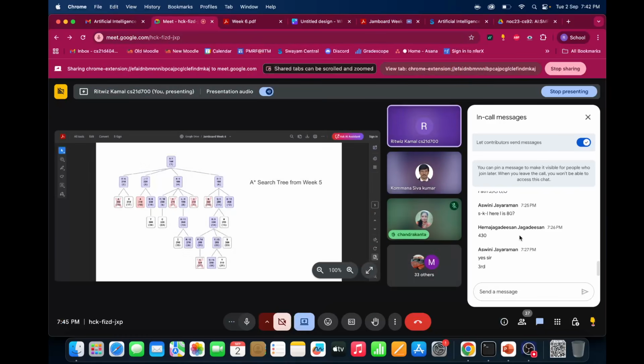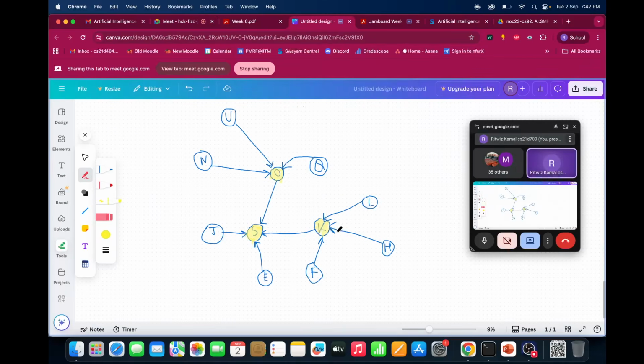Anyone? L to H, right? Because it has a cost 260, which is lesser than 270, which is the cost from S to K to H. So we will change the parent of H as well. And we will make L the parent of H. And we will mark L as visited. Okay, now we have expanded 4 nodes.